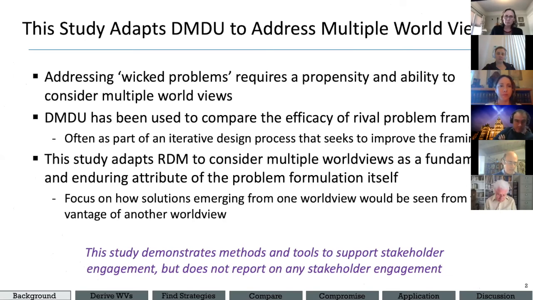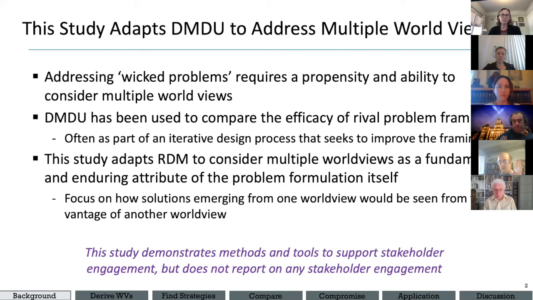So, it's hard to ignore that we live in a world where there's lots of disagreement about public policy issues, fundamental disagreement, not just on choices, but on ends and means and on how to frame the problem, this sort of wicked problem idea. There's a lot of agreement that a propensity and an ability to consider multiple worldviews, to see the world from other people's points of view, is an important ingredient in helping address these problems.